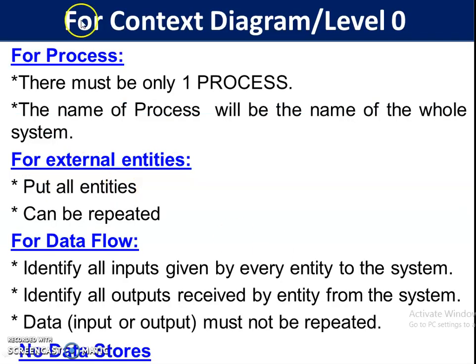Remember, for level 0 or context diagram, there must only be one process. Take note of this. And the name of this process must be the name of the whole system. Second, in level 0, you have to put all external entities, and these can be repeated. Then you have to put all the data flows, but the data identified as input or output must not be repeated. So identify, if it is an input, then it will be an input given by every entity to the system. Identify all outputs received by the entity from the system. And take note that level 0 has no data stores.